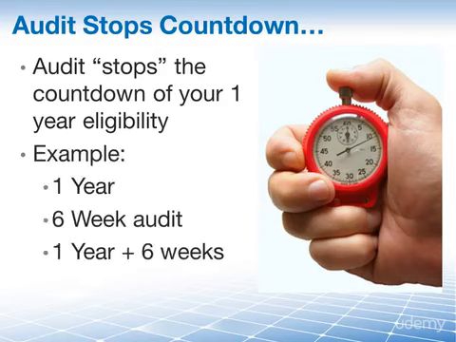So, if, for example, your audit takes 6 weeks, then you have your usual 1 year eligibility to take the exam, and also the 6 weeks that it took for you to complete the audit with PMI. So there is no time lost for you in regards to your eligibility period to take the PMP exam. PMI understands that, and adds the 6 weeks that it took for you to complete the audit to your 1 year eligibility period.